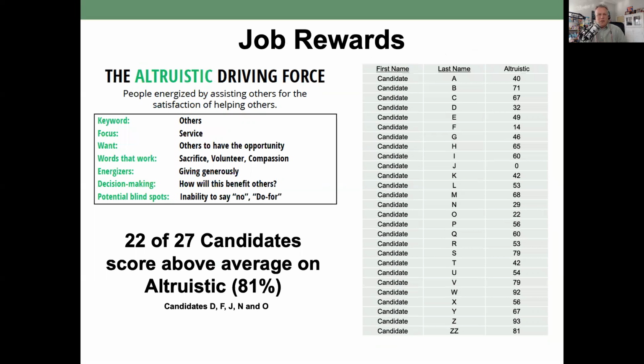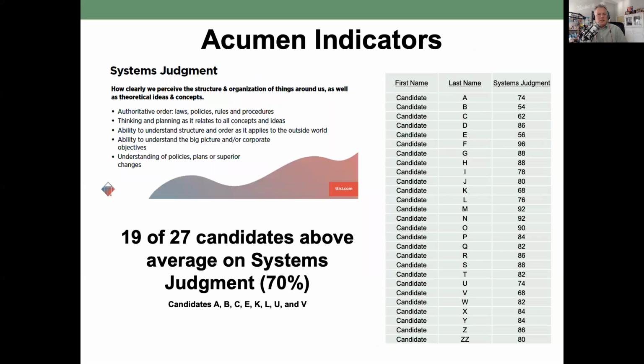In job rewards, the number 1 job reward was called altruistic. And this job rewards people who like helping other people for the sake of helping other people, right? People helpers. And 22 of our 27 candidates scored above the national average on altruistic. That's an 81% target there.